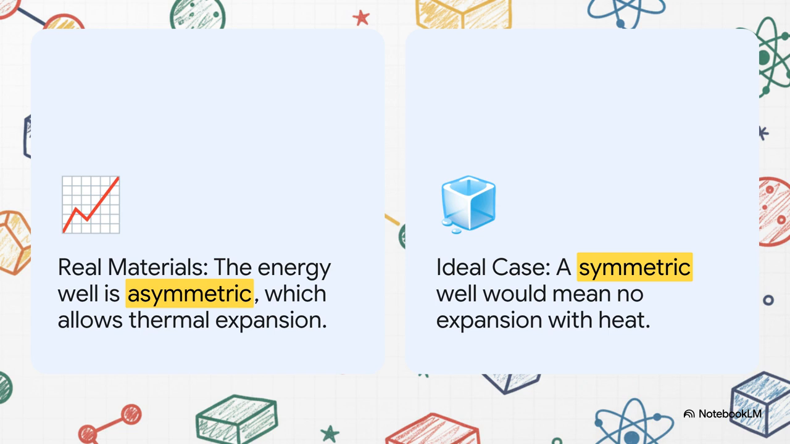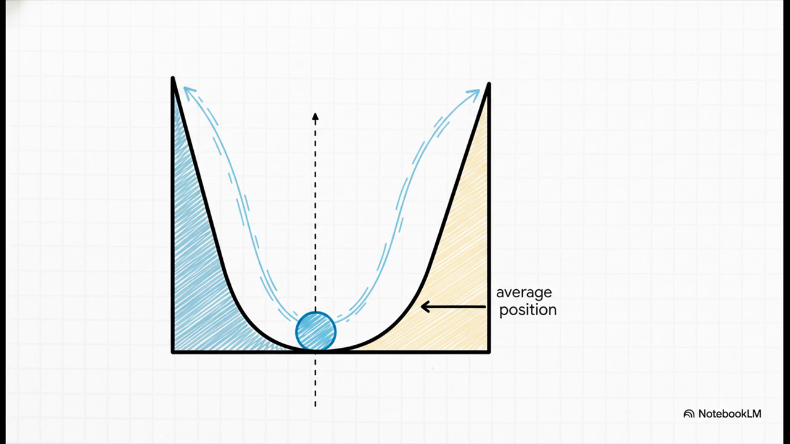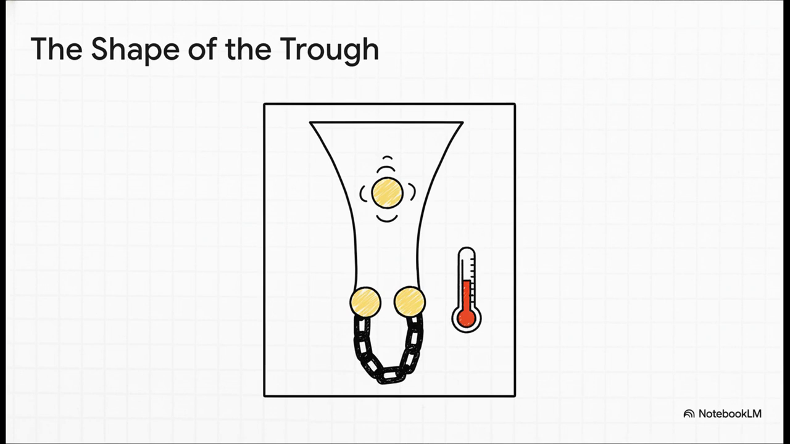Weird, right? So why does that asymmetry matter so much? Well, heat is just energy, and it makes atoms vibrate back and forth more and more. But because the well is lopsided, it's easier for an atom to swing further outward than it is to swing inward. This tiny difference means their average position actually shifts a little further away. Now multiply that effect by trillions and trillions of atoms all doing it at once, and boom, the whole material expands. So it all comes back to the shape of that energy trough.